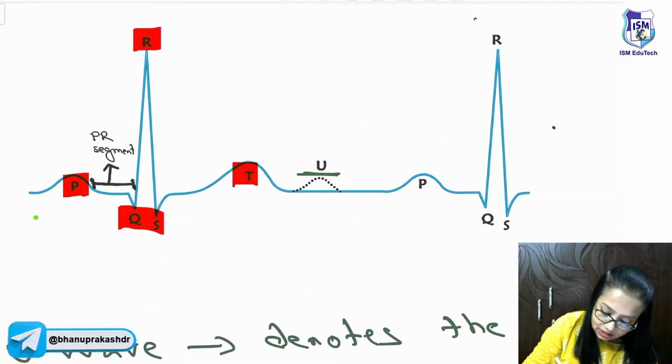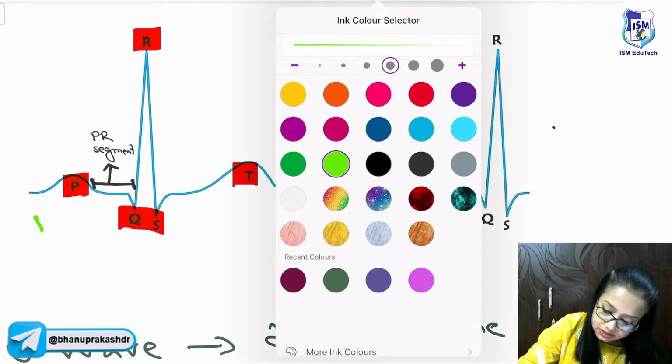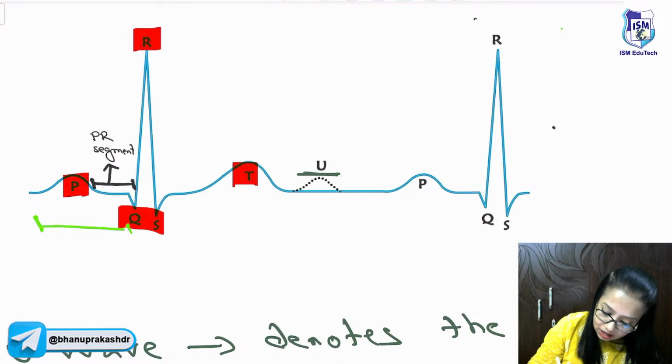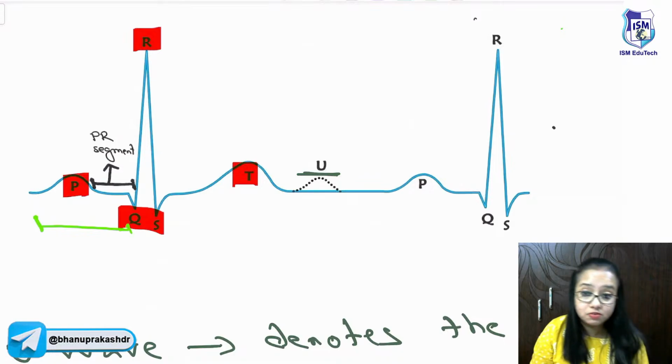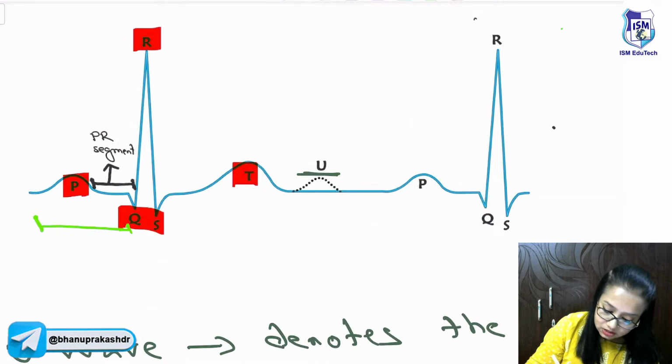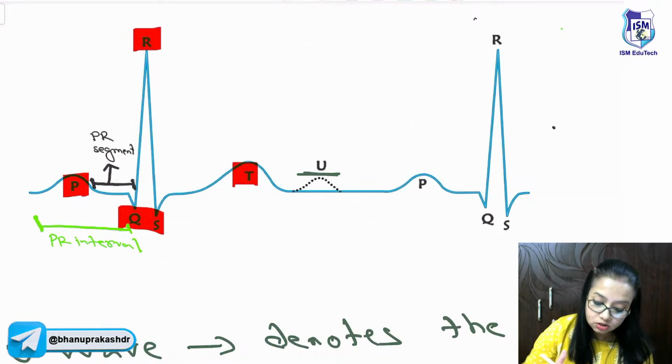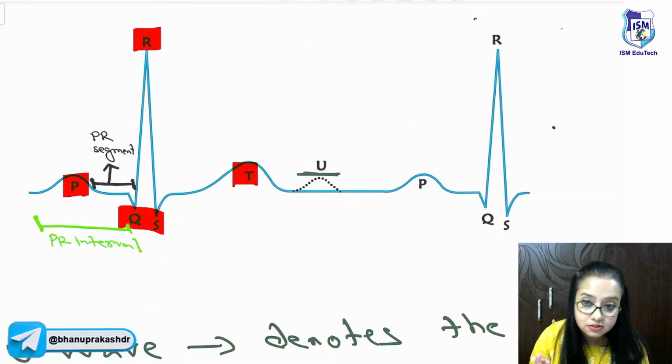Whereas starting of the P wave all the way till the starting of the R wave, not Q wave, is called the PR interval. Okay. Now, right from here, let's have the concept of the segment and interval.